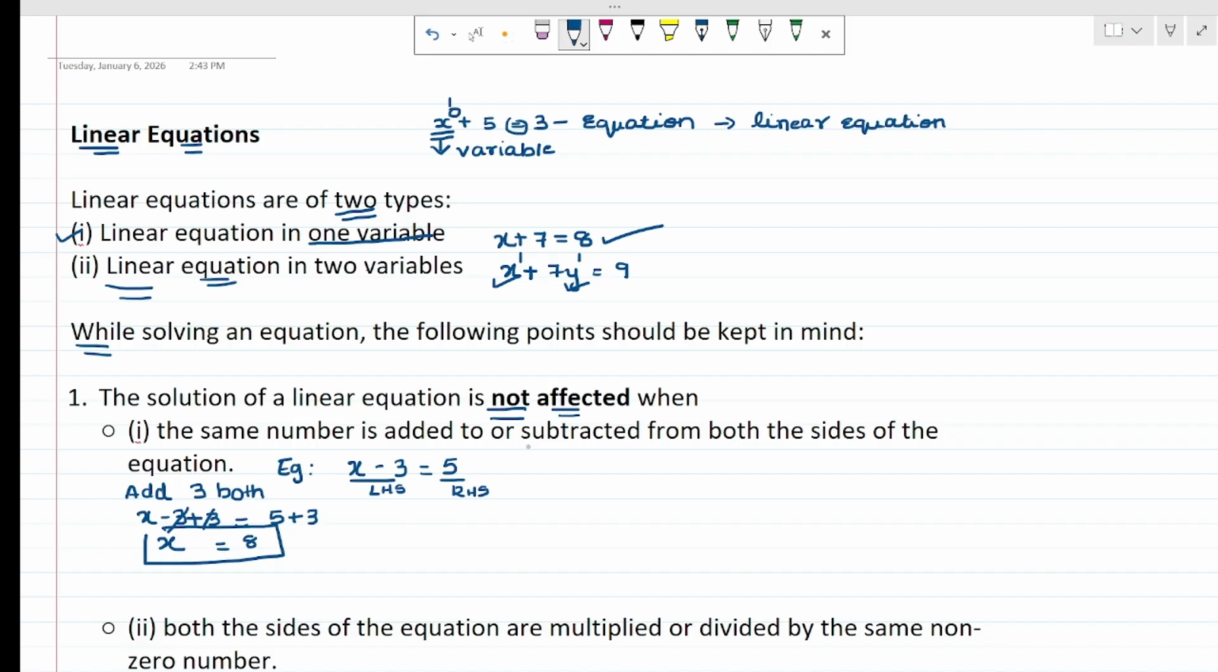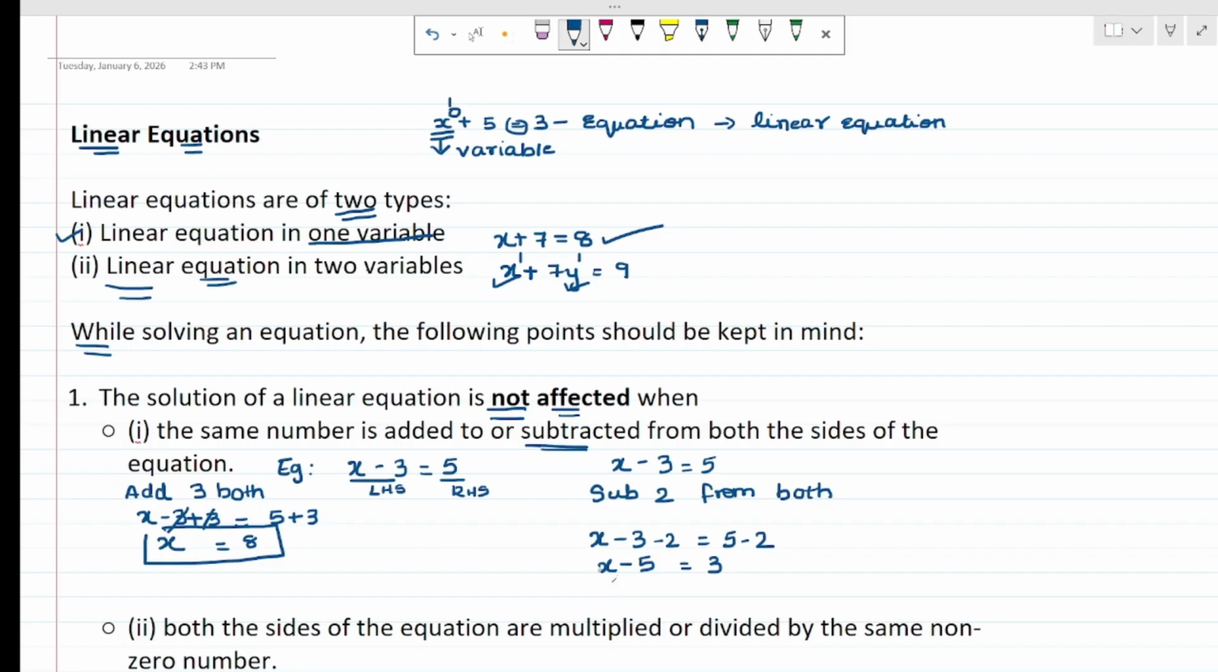Now what is said? Added or subtracted. I am taking this example only, x minus 3 is equals to 5. But in this case, I will subtract, let's say, 2 from both the sides. So let's see, is it same or not? If I subtract 2 from both the sides, that means x minus 3 minus 2 equals to 5 minus 2. Okay, so minus minus gives me plus. So I will get x minus 5 equals to 5 minus 2 gives me 3.